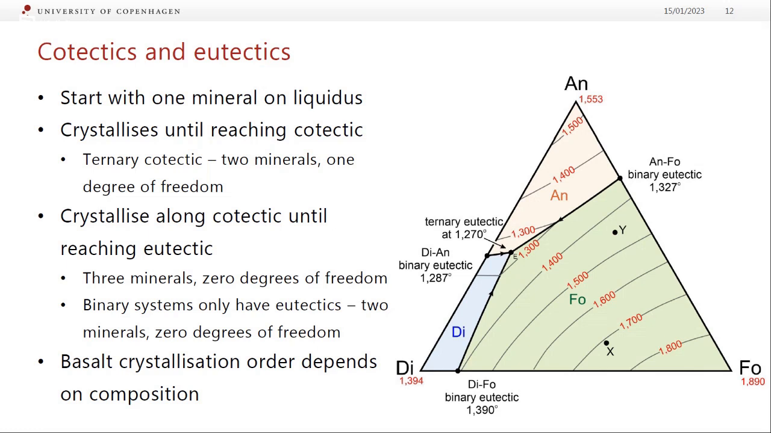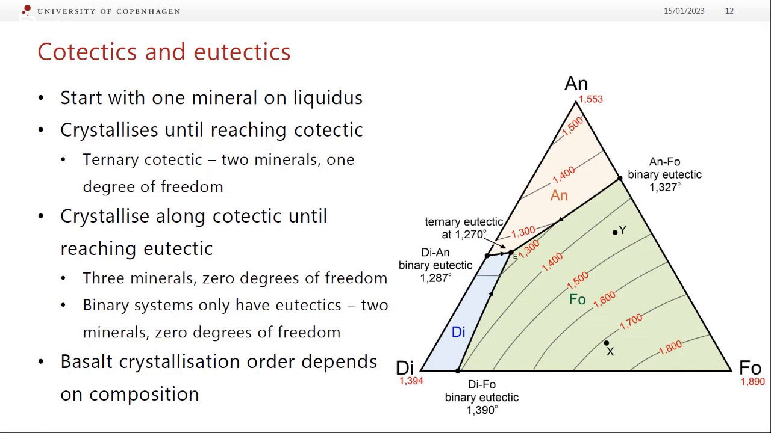What happens then is, as you're crystallizing, you move away from the composition that you're crystallizing. So if we start with this melt composition Y, we are crystallizing forsterite, which means the melt is becoming less forsterite rich, so there's just less of it left. And then eventually we hit something called a cotectic. For this cotectic, you have 2 minerals plus liquid, so that's 3 phases, and so we have 1 degree of freedom. So for a given temperature, you know exactly what composition this is going to be at.